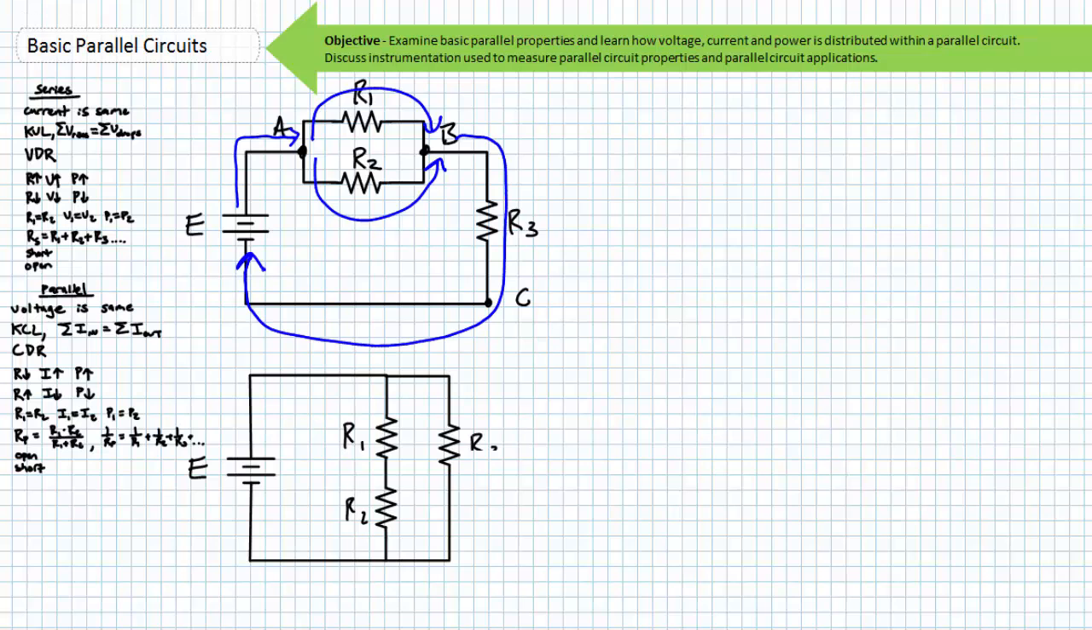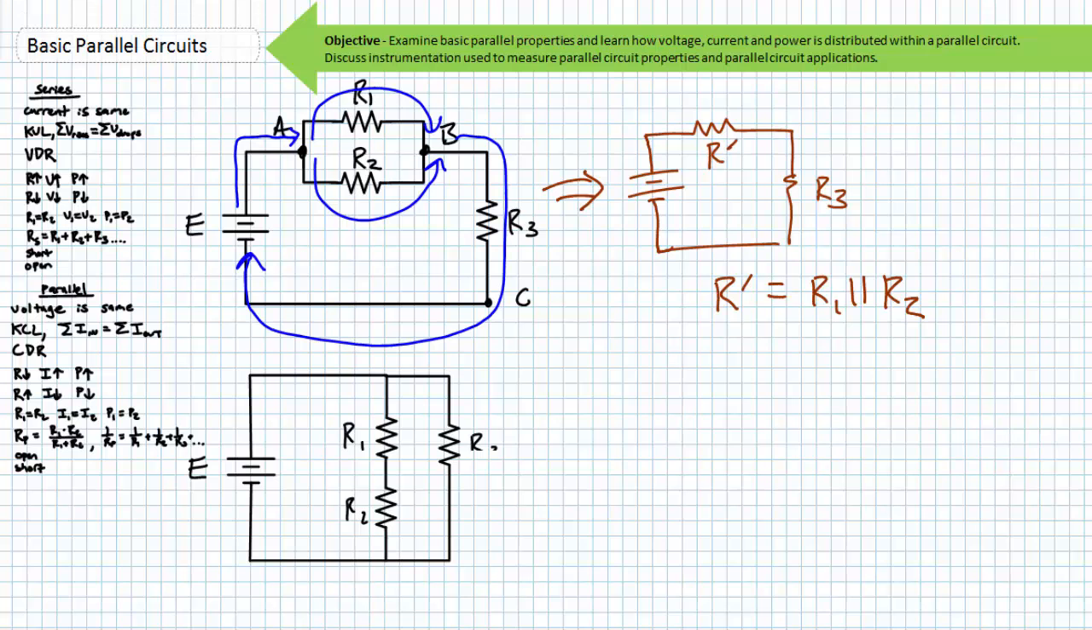It can be said that R3 is not in series with R1, nor R2 singly, but rather R3 is in series with a parallel combination of R1 and R2, something I'll call R prime. The total resistance seen by this source is R prime plus R3. Substituting the value for R prime, we find the total resistance seen by the source is the parallel combination of R1 and R2 in series with R3. The parentheses imply you must first calculate R prime, then use it to find RT.